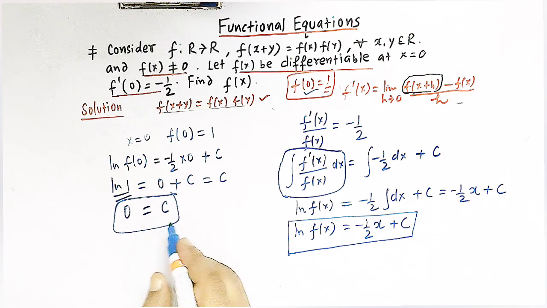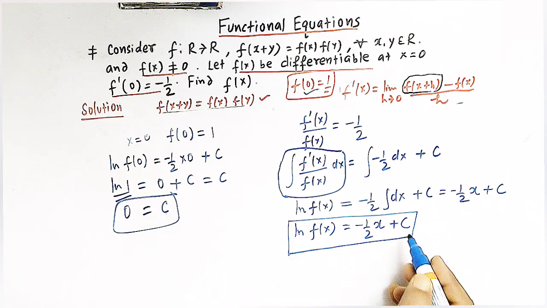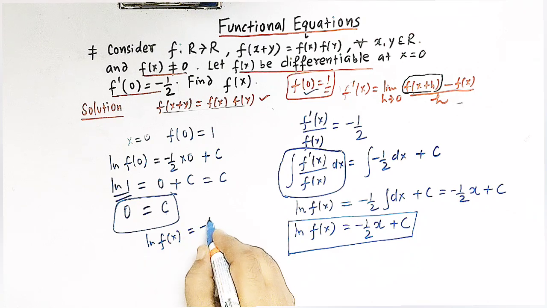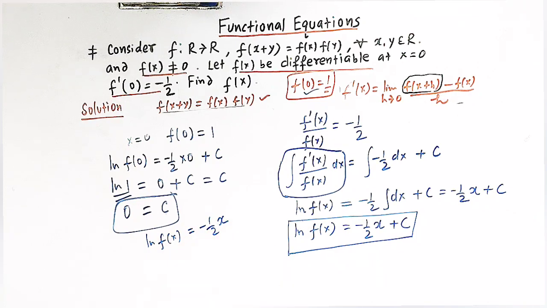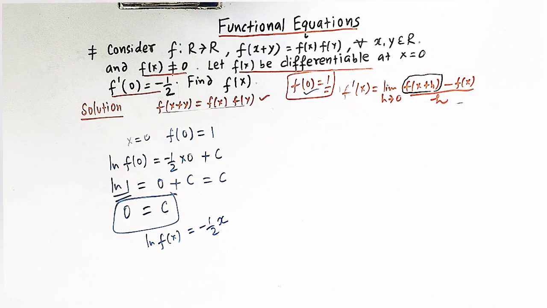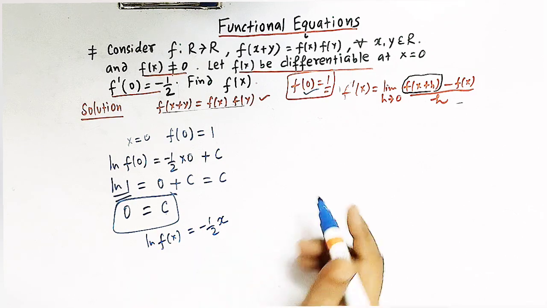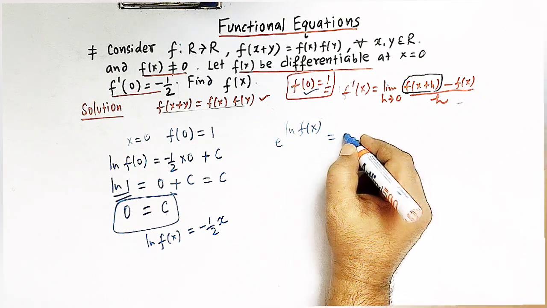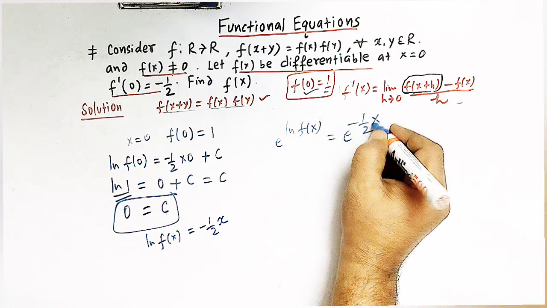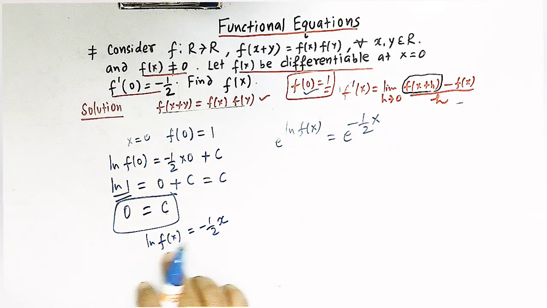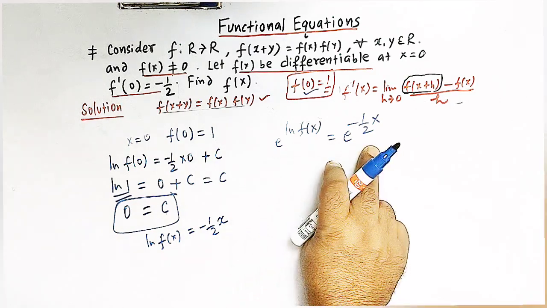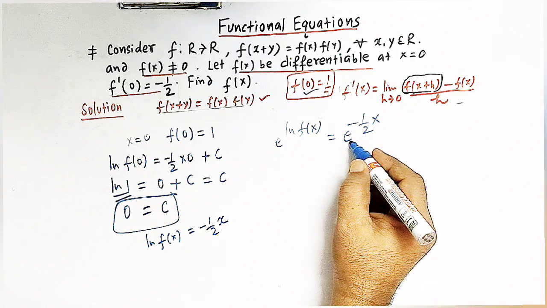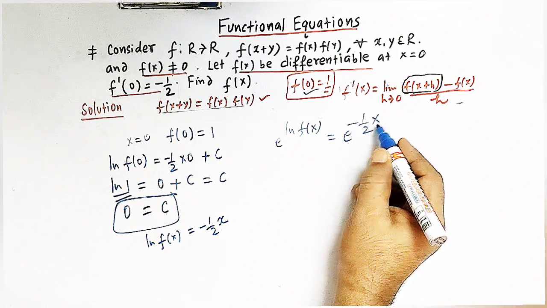right? So now taking this value of c is equal to 0, over here we have log of f of x is equal to minus half x. So now this equation can also be written as e raised to log of f of x is equal to e raised to minus half x. So taking the exponential of both the sides, we have e raised to natural log of f of x is equal to e raised to minus half x.